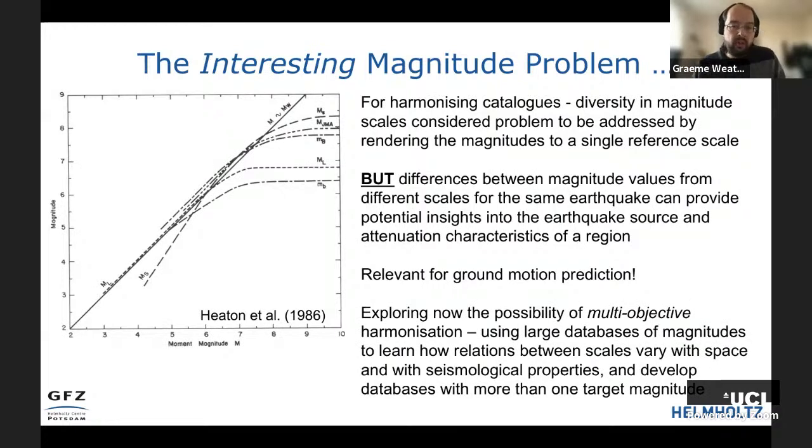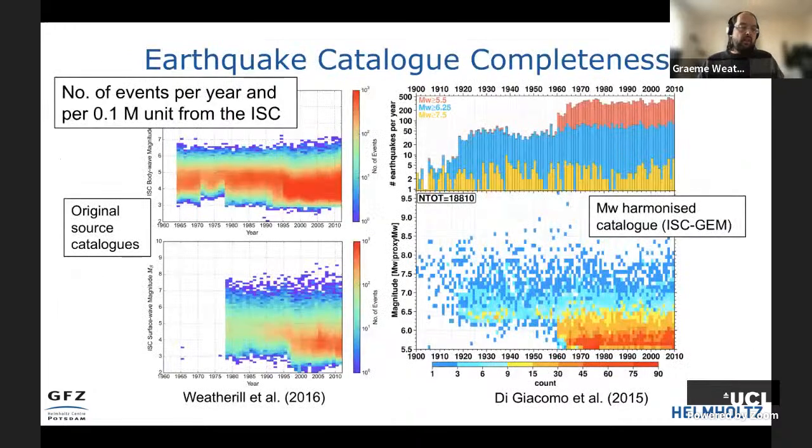And actually, one of the things that we're looking at now as ongoing research is to explore the possibility of multi-objective harmonization, really just using large databases of earthquakes and magnitudes and understanding how the magnitudes may relate and scale with each other and how these might relate to other seismological properties that we can measure, with the objective then of trying to develop databases not just harmonized in one magnitude, but maybe even several magnitudes. So this is our catalog. If you apply this process, you should end up with our harmonized earthquake catalog.